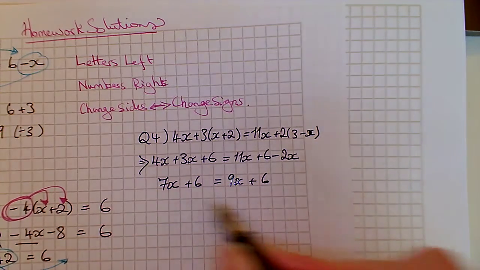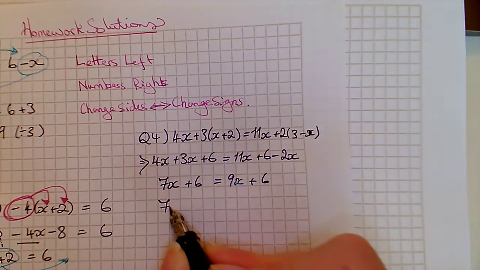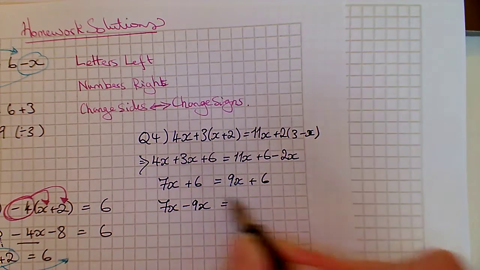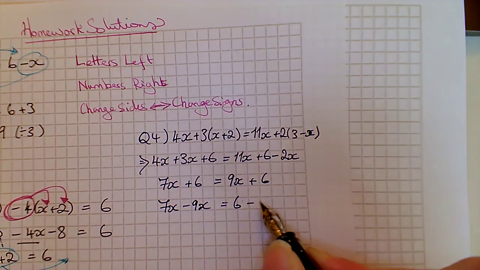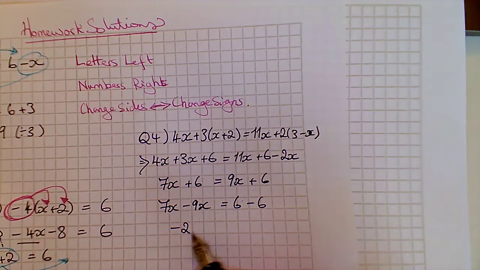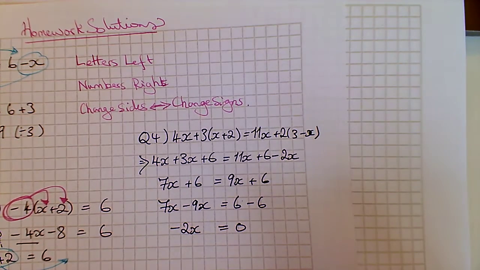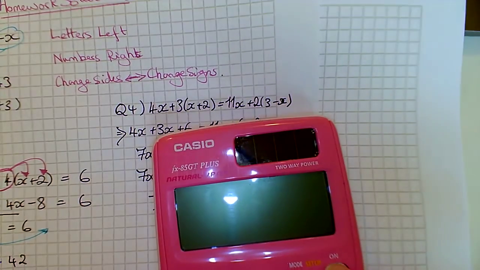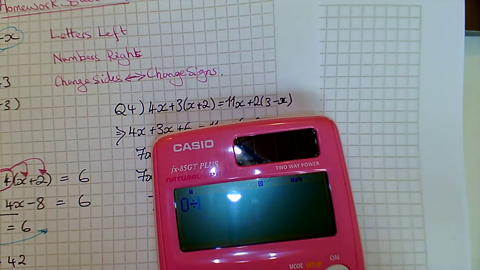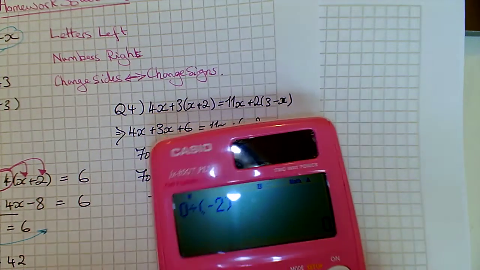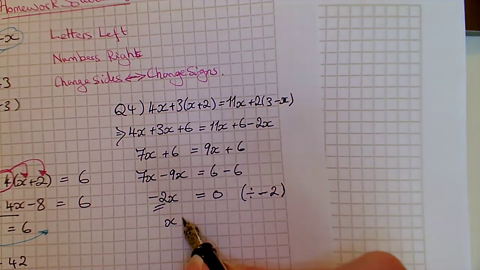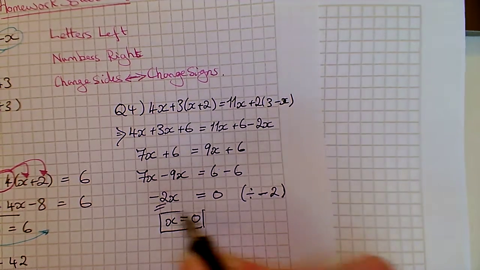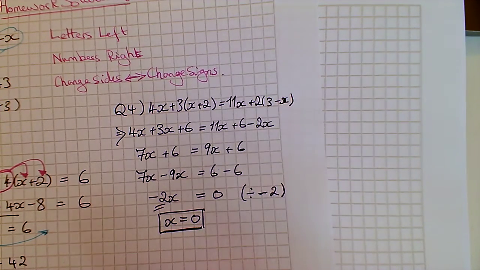Letters left, numbers right. I'm going to stop drawing in my arrows now. I'm just going to do it. The 9x comes over and it becomes negative. That 6 stays where it is, and this 6 comes over and becomes negative. So we end up with minus 2x equal to 0. We'll just follow our procedure. Divide across by the minus 2. 0 divided by minus 2. If you're not sure, use your calculator to help you. 0 divided by a minus 2, or 0 divided by anything, is just 0. So x is equal to 0. And 0 is a number, so it is possible for x to have that value, to have the number 0 as its value.